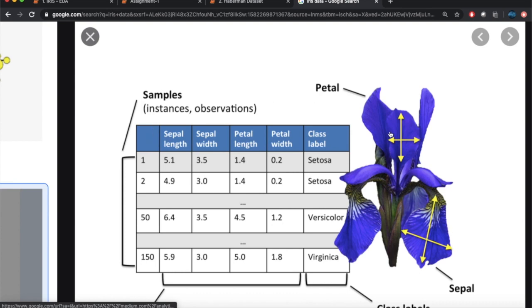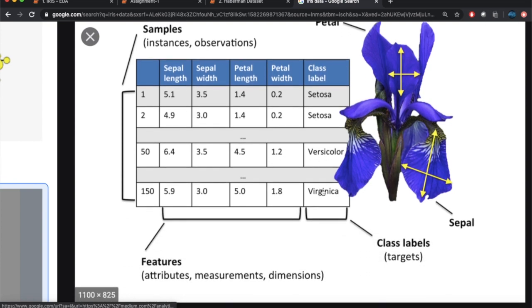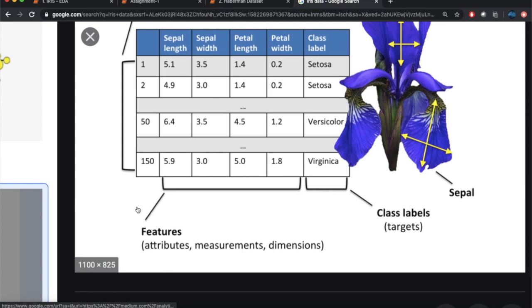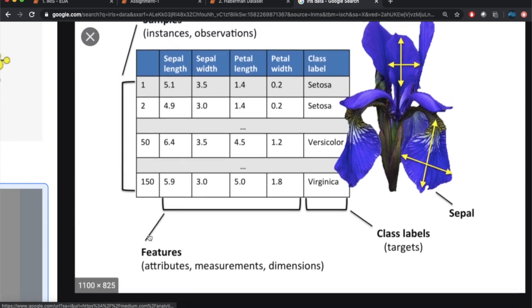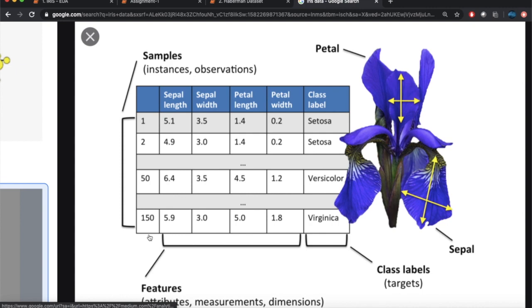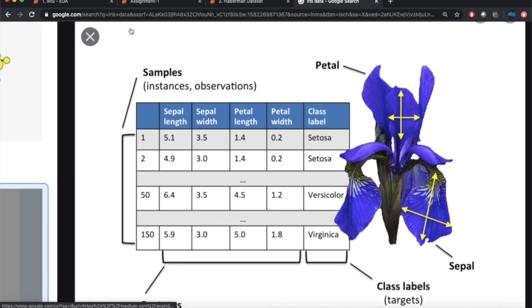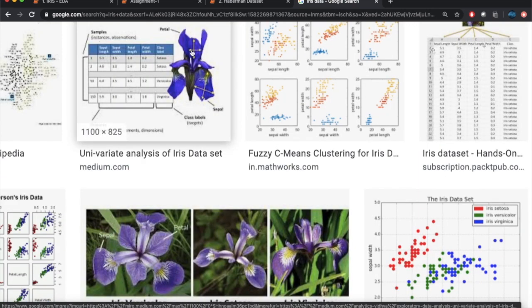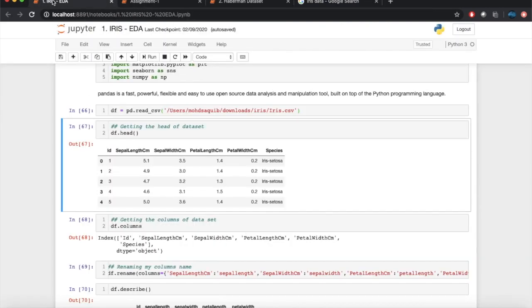So basically these are the length and width of both sepal and petal, and on the basis of these, flowers are classified into three major categories, that is setosa, versicolor and virginica, on the basis of these features or attributes, or you can say dimensions. So the class label is a dependent feature and these are the independent features. Okay, we have the basic understanding of our data set.